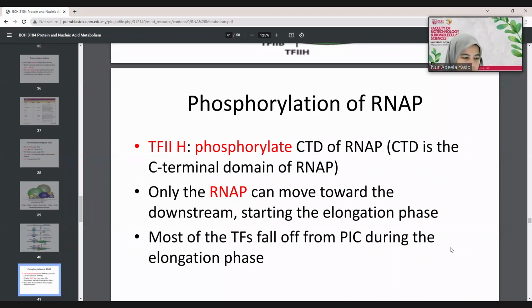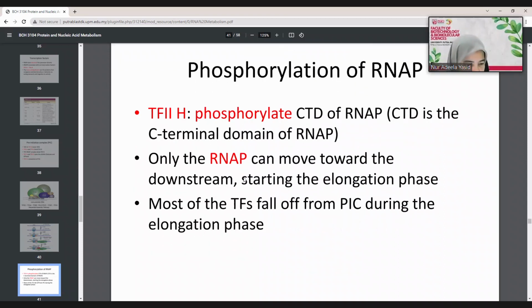Once it phosphorylates the C-terminal domain of RNA polymerase, all the transcription factors fall off from the PIC during the elongation phase, and only RNA polymerase can move toward the downstream, starting the elongation phase. This is how they enter from the initiation step to the elongation phase. All the transcription factors need to dissociate from the PIC so that only RNA polymerase can move downstream and start the elongation phase.